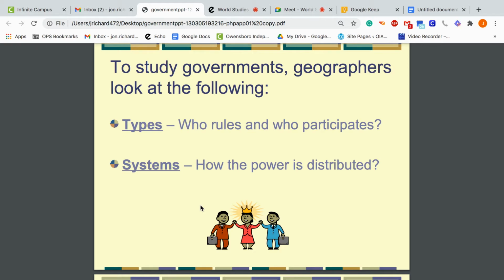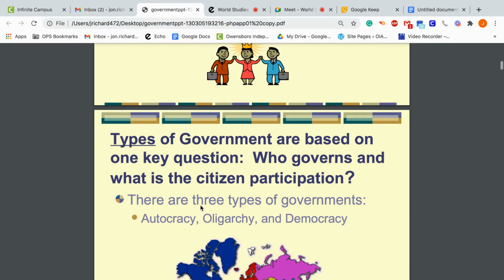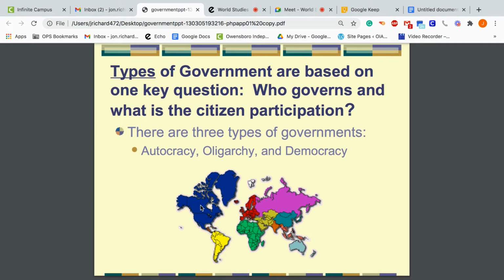So we're going to talk about types of government and systems of government, okay? Systems is how the power is distributed, and type of government is who participates. So that's the difference there. The first section we're going to be talking about is types of governments. And types of governments, let me scoot back so y'all can see a little easier, are based on this one key question.